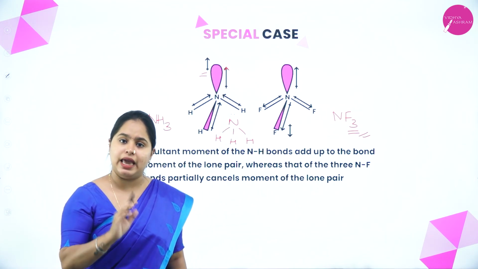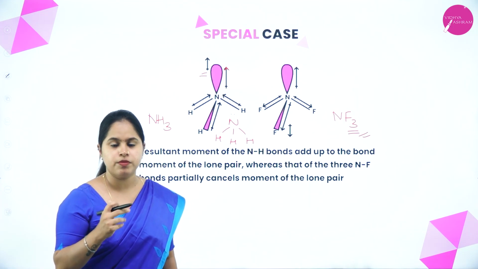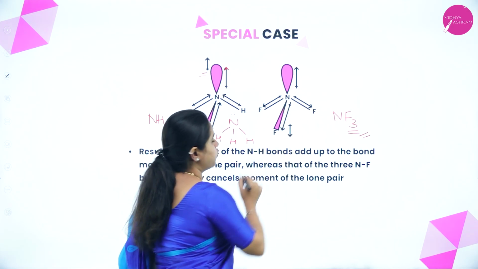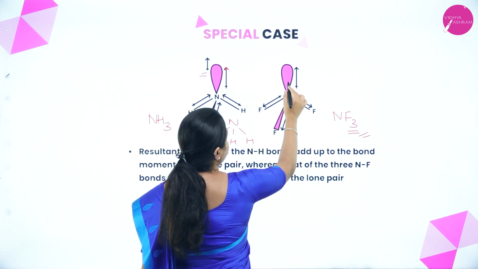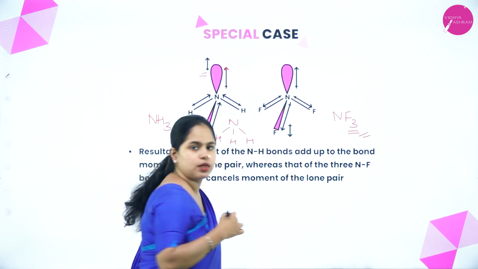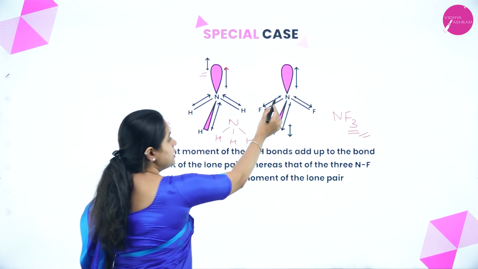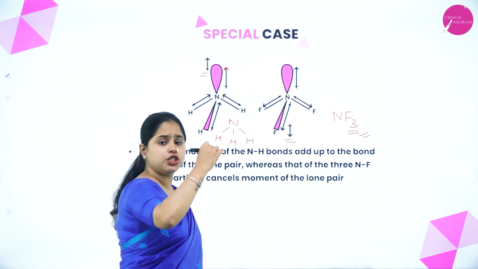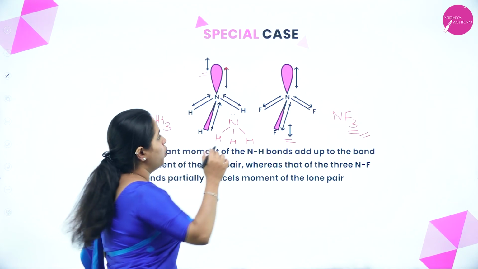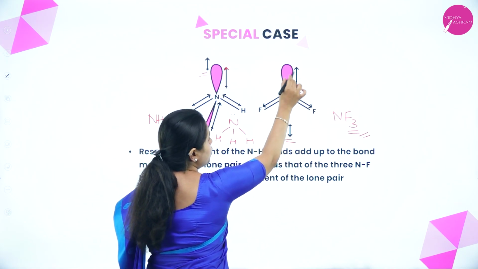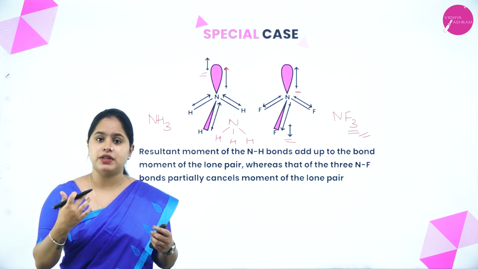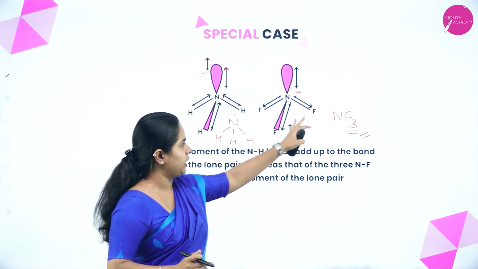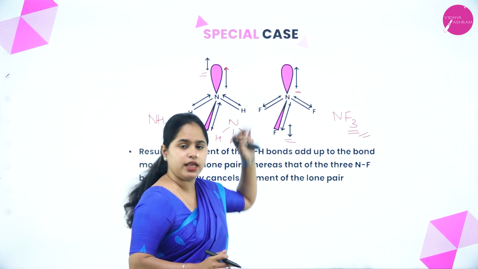We know that comparing nitrogen and fluorine, fluorine is more electronegative, so the dipole direction will be towards fluorine. But in this case, from nitrogen to lone pair, it will be towards the lone pair. So what happens? These three are in this downward direction, and from the nitrogen to the lone pair, the dipole is in this direction. One towards the top, one towards the bottom. So it cancels out, right? It won't be 0 because, as you can see, 3 N-F bonds are here and only one electron pair is there.